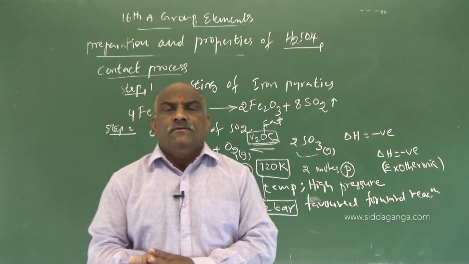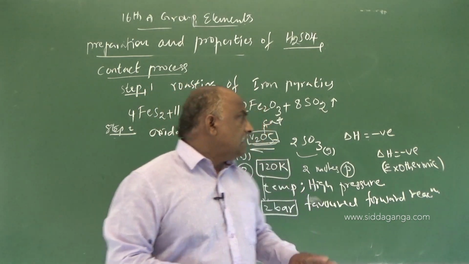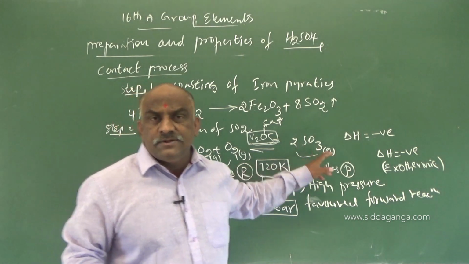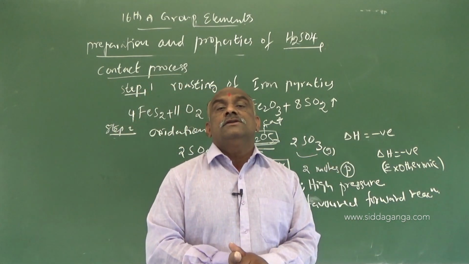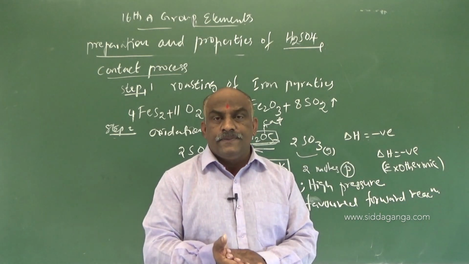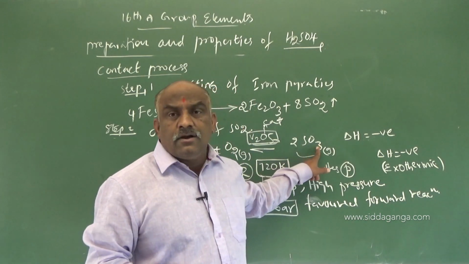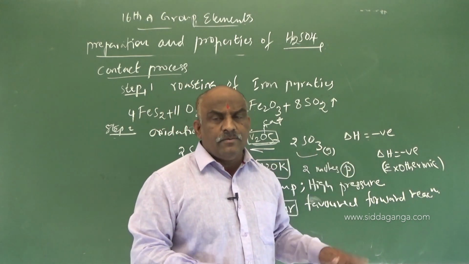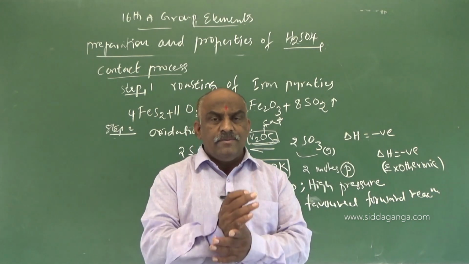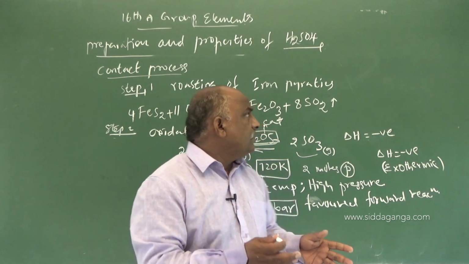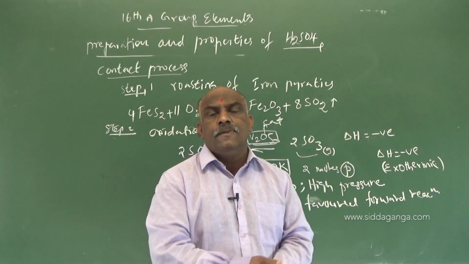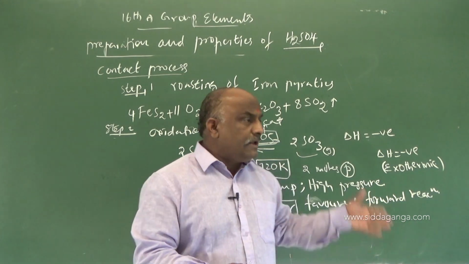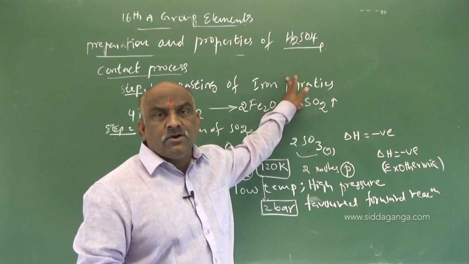And step 3. What will be step 3? In step 2, SO3 gas was liberated. This SO3 gas is absorbed in concentrated sulfuric acid: absorption of SO3 in concentrated sulfuric acid. Remember, this point is very important. We are preparing sulfuric acid, but students may be doubtful: actually we are preparing sulfuric acid, so why should we take sulfuric acid? To avoid confusion, we are preparing sulfuric acid by this contact process.